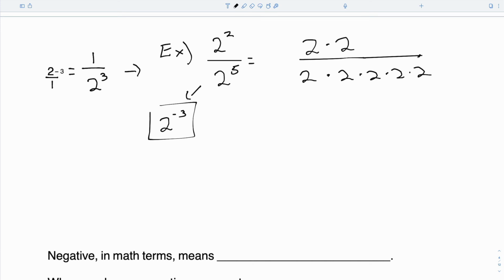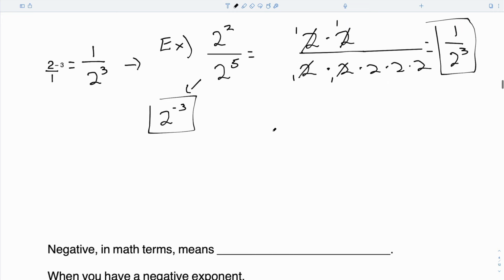You got a freebie. So if you have 2 times 2 on top and 2 written 5 times on the bottom, we can start to cross cancel some. 2 crosses with the 2, 2 crosses with the 2. What you're left with is 1 on the top and 2 to the third on the bottom. Your brain hurts, and I know it goes this way every year.